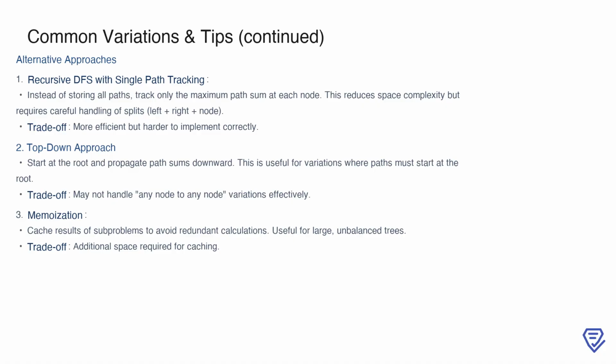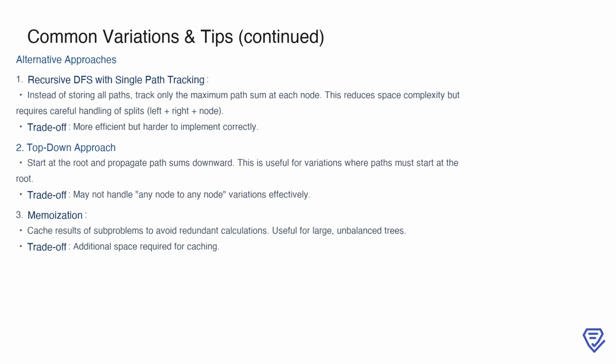There are also alternative approaches to solving the binary tree maximum path sum problem, which can be useful depending on the variation you're tackling. One such approach is recursive DFS with single path tracking. Instead of storing all possible paths, you track only the maximum path sum at each node as you traverse the tree. This is more space efficient but requires careful handling of splits, such as combining the left and right paths with the current node.